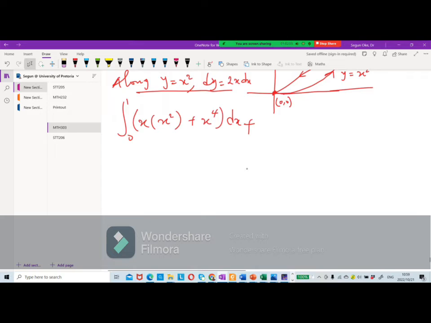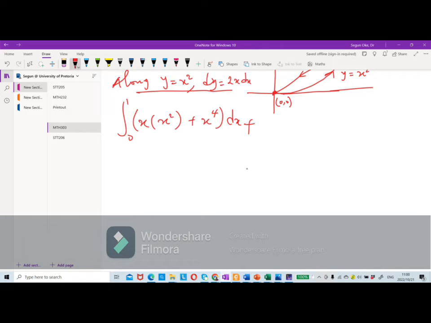So at the end of the day, what do we have? All we are doing now is we will first do this when y is equal to x squared. We will also do it when y is equal to x. It's still going to be the same thing. We're going to do both. I'm only solving the one of y equals x squared first.